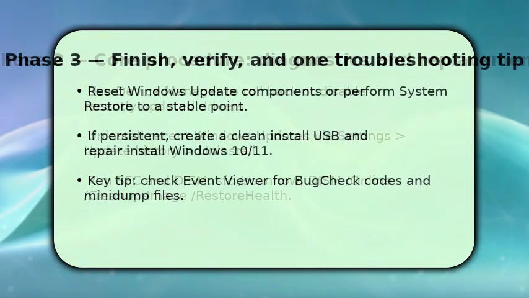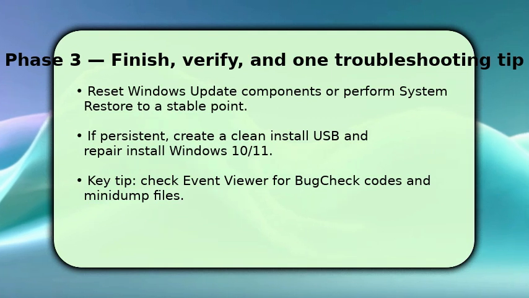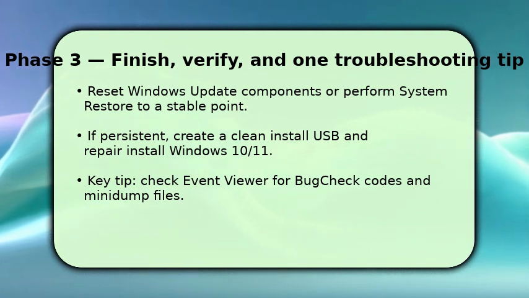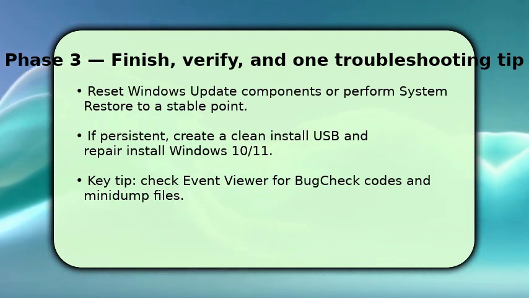You finish by restoring stable behavior and providing a fallback. Reset Windows Update components or run system restore to a known good point. This often undoes bad updates without reinstalling.